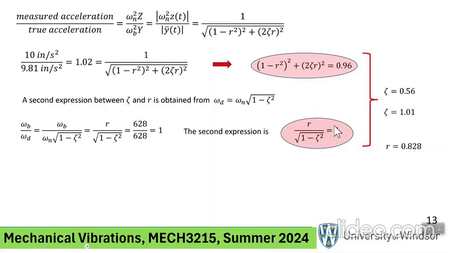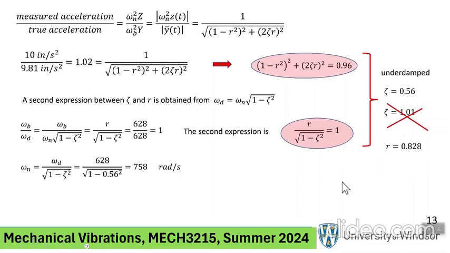So if you take this R and stick it in there and solve for zeta, you get two values. Now this one is no good because this is the overdamped situation. We're talking about oscillation. So the zeta for our device is 0.56. And of course, you know the value of R. Plug in zeta in here, you find the value of R. And once you find the value of R, you can find natural frequency by definition.